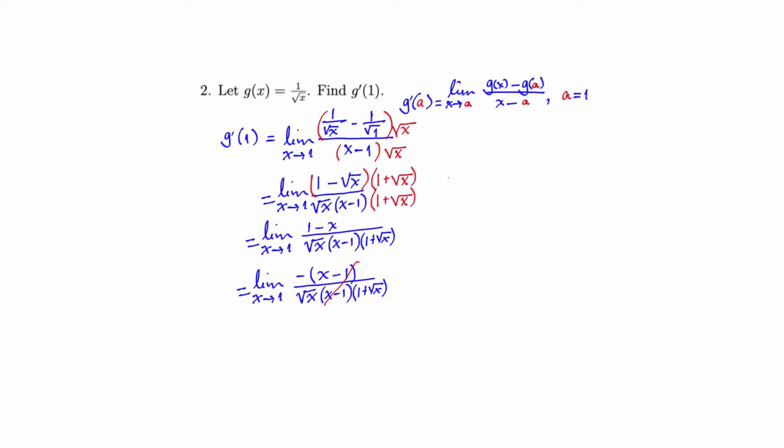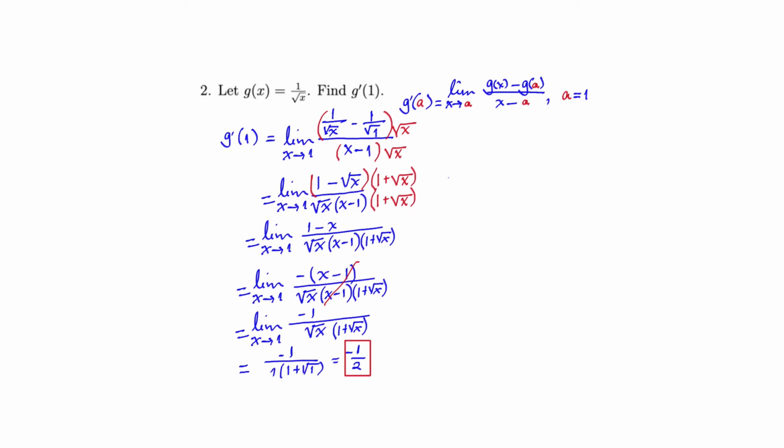So now let's rewrite it. It's the limit as x approaches 1 of negative 1 over square root of x times 1 plus square root of x. Now, check if we can plug in x equals 1. And it looks like if we plug in x equals 1, we don't have a 0 in the denominator anymore. So let's plug it in, and we get negative 1 over square root of 1 times 1 plus square root of 1. And this is just going to be negative 1/2.